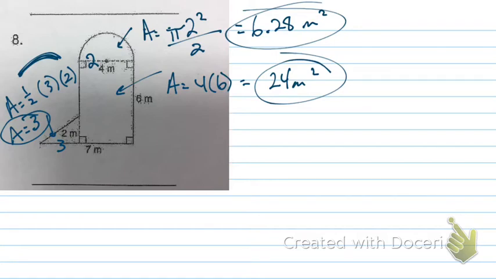Okay, so what'd you get? And then you do 27 plus 6.28, and then you get 33.28.